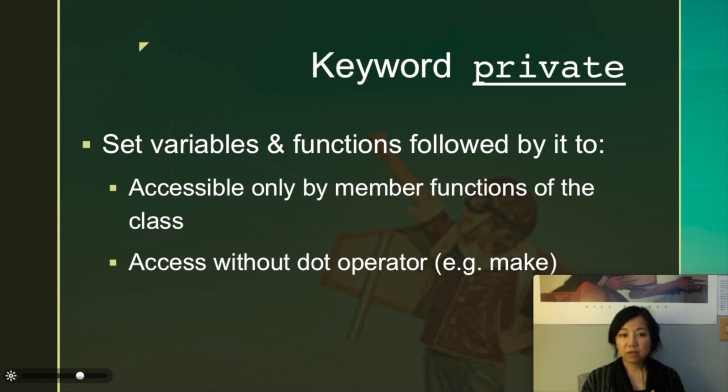The keyword private will make everything after it unavailable to outsiders, but available for everyone in the class, or it's going to be used by functions in the same class, and you don't need the dot operator.